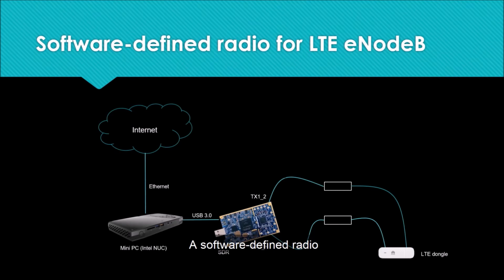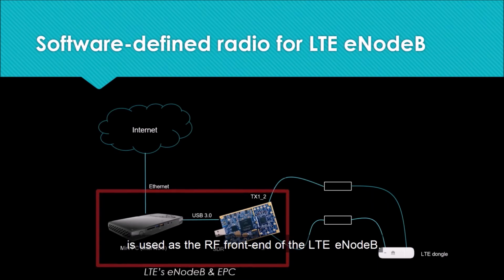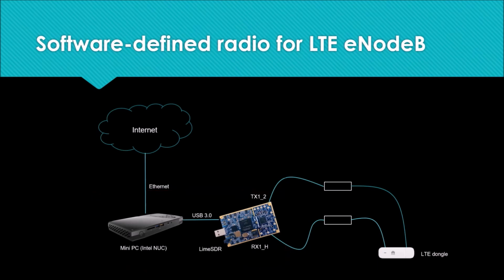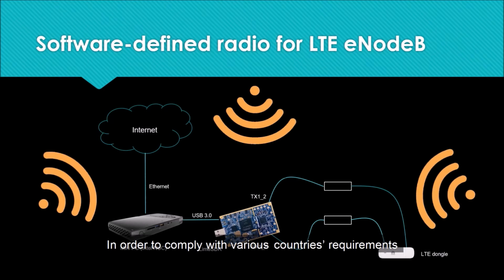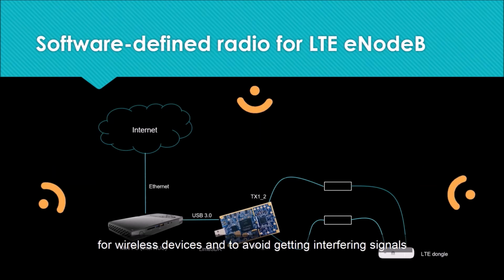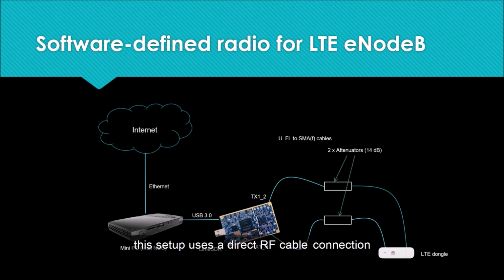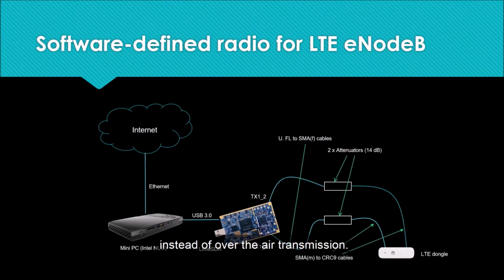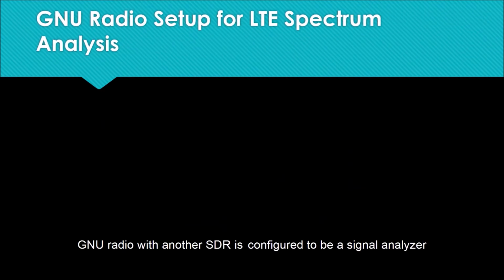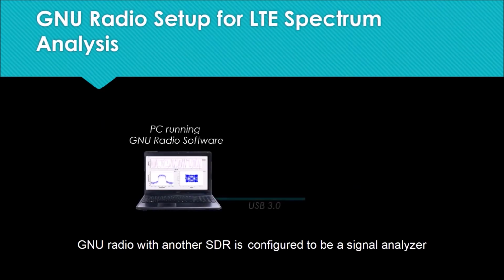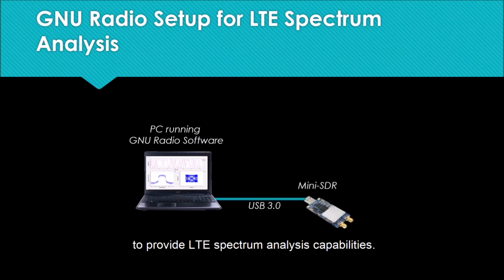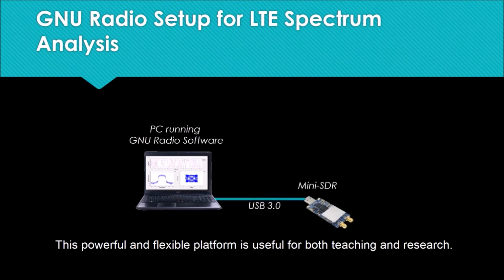A software-defined radio is used as the RF front-end of the LTE eNodeB. In order to comply with various countries' requirements for wireless devices and to avoid getting interfering signals from the public network while experimenting with the setup, this setup uses a direct RF cable connection instead of over-the-air transmission. GNU radio with another SDR is configured to be a signal analyzer to provide LTE spectrum analysis capabilities. This powerful and flexible platform is useful for both teaching and research.